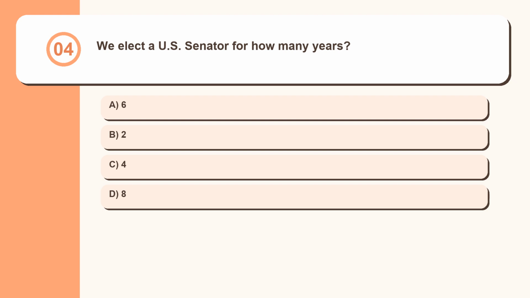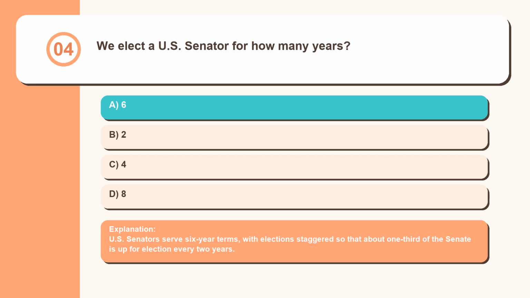Question 4. We elect a U.S. senator for how many years? 6, 2, 4, 8. U.S. senators serve 6-year terms, with elections staggered so that about 1/3 of the Senate is up for election every 2 years.